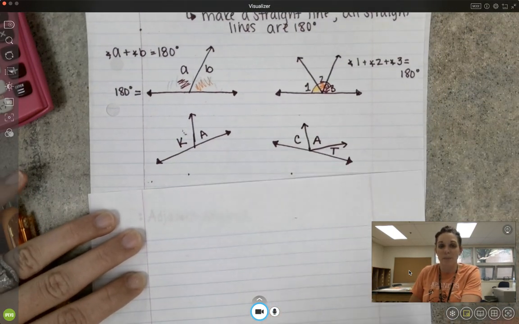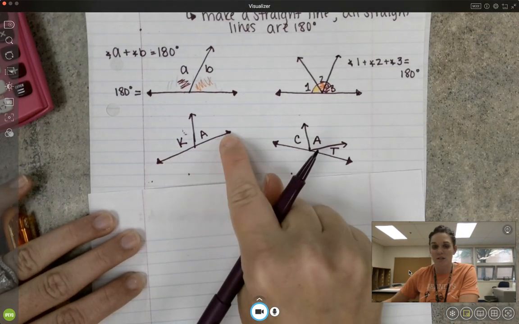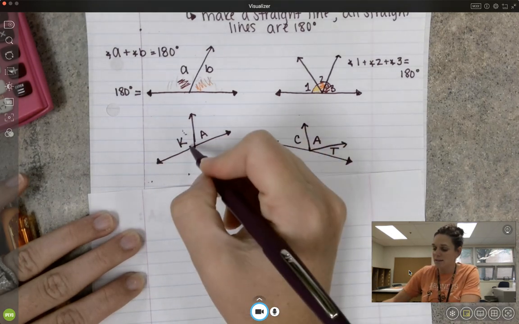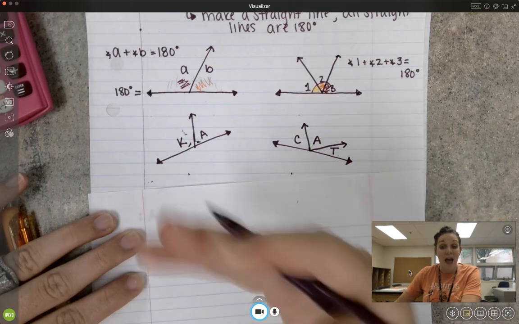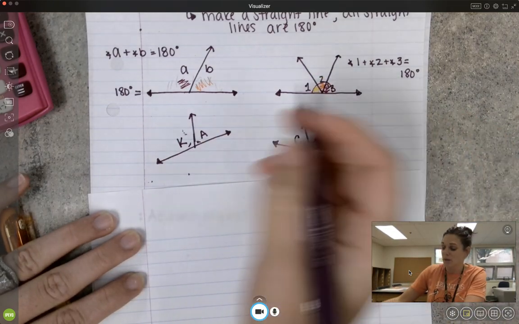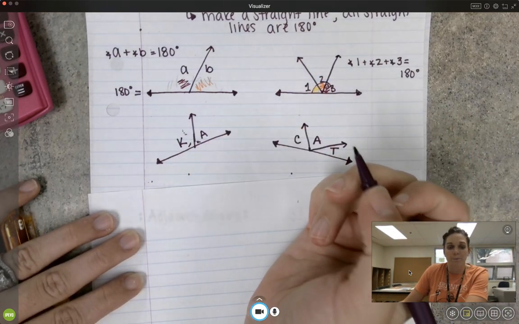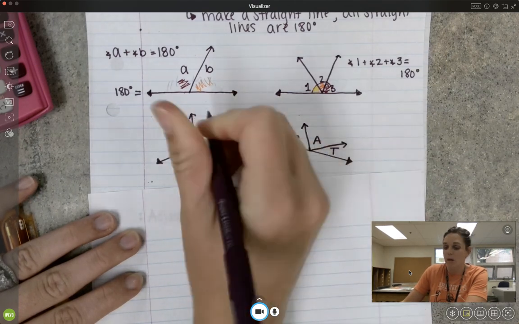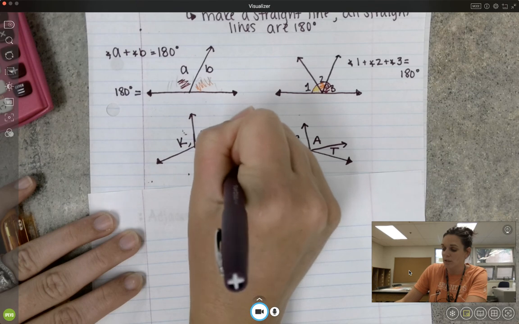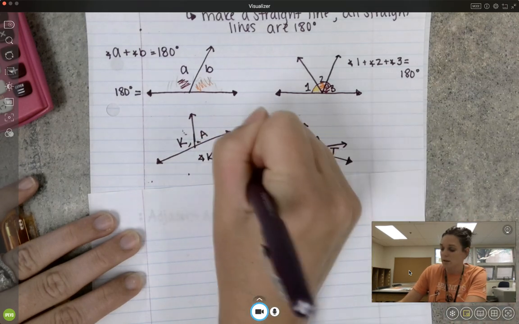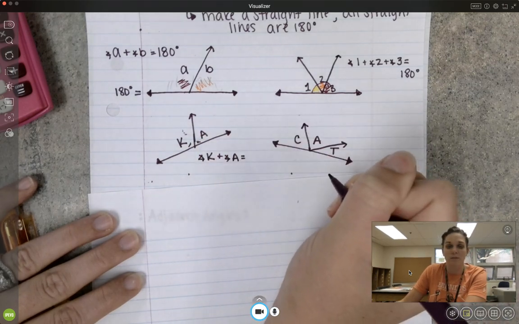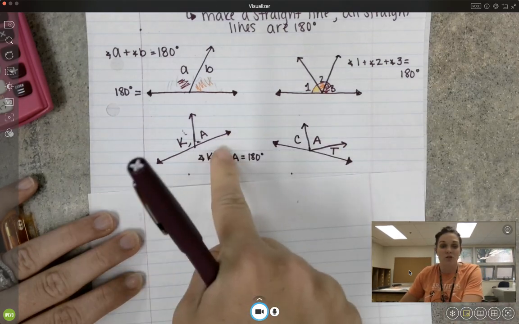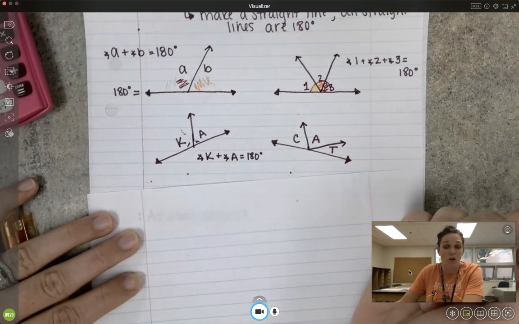Because they're supplementary. Again, I see that this is a straight line. They can tell me it's a straight line. So that means this and this together have to make that straight line. All right, so what do we think? Well, remember, angle 1, so K, plus angle 2, which in this case is A, together have to make 180 degrees. If together they make a straight line, they have to be that 180.